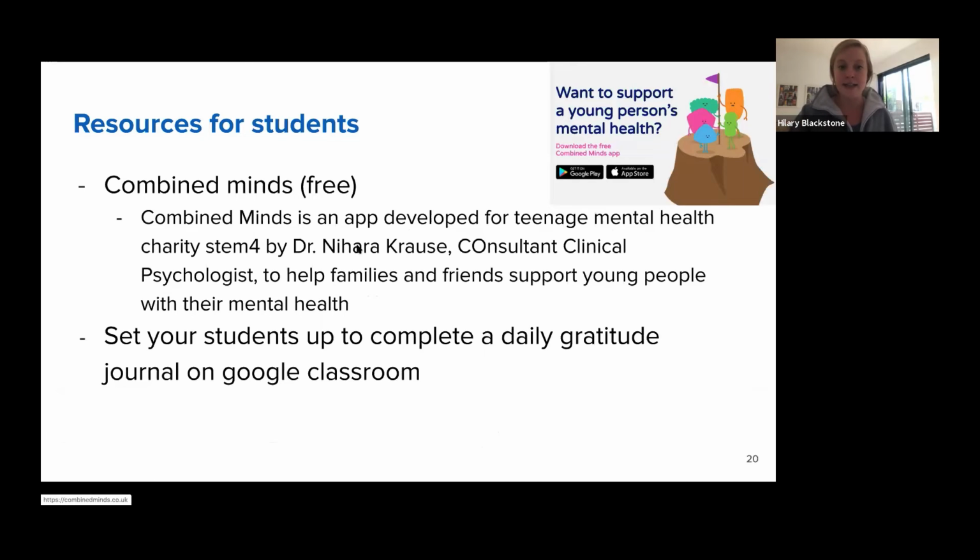Combined Minds is an app that I would recommend for students and family to support with mental health. My students have not yet logged on to that, but the middle school teachers have. So if you teach middle school, I definitely recommend that. Setting students up with a daily gratitude journal. I think that grounding ourselves in gratitude is really great. And I've asked my students daily to say something they're grateful for.